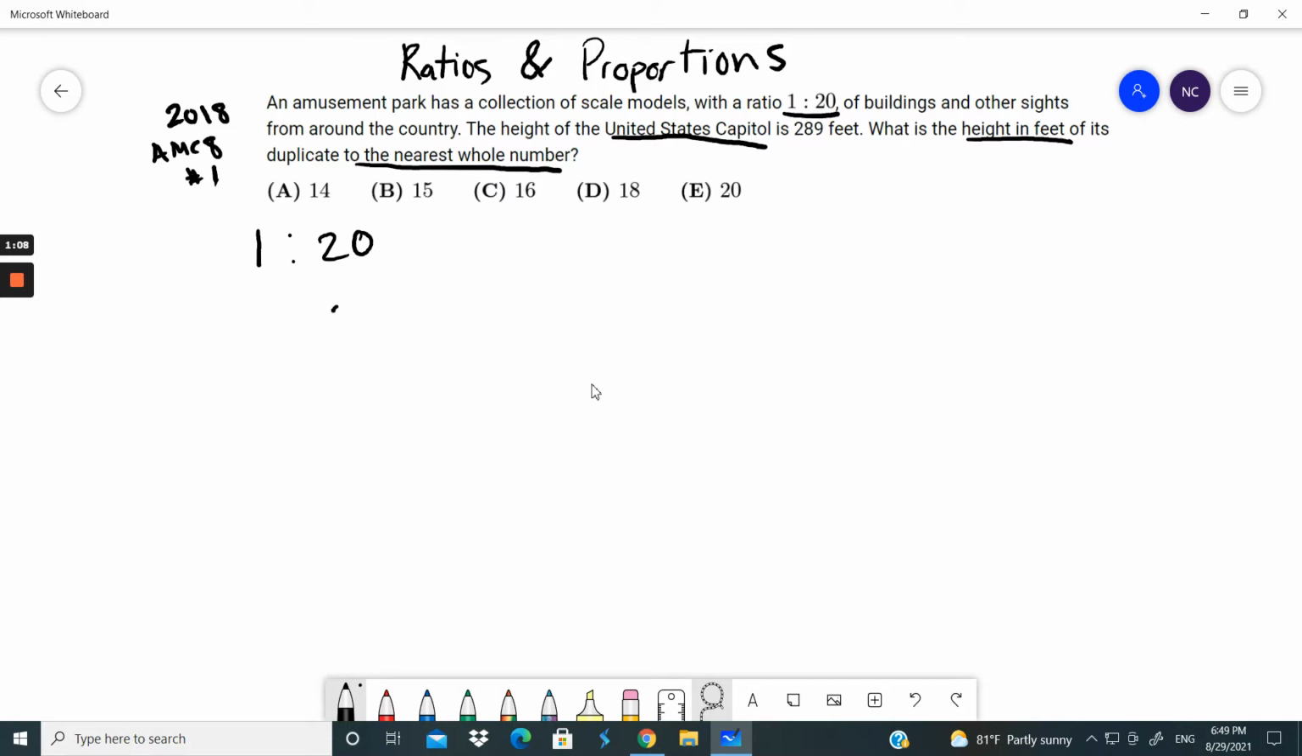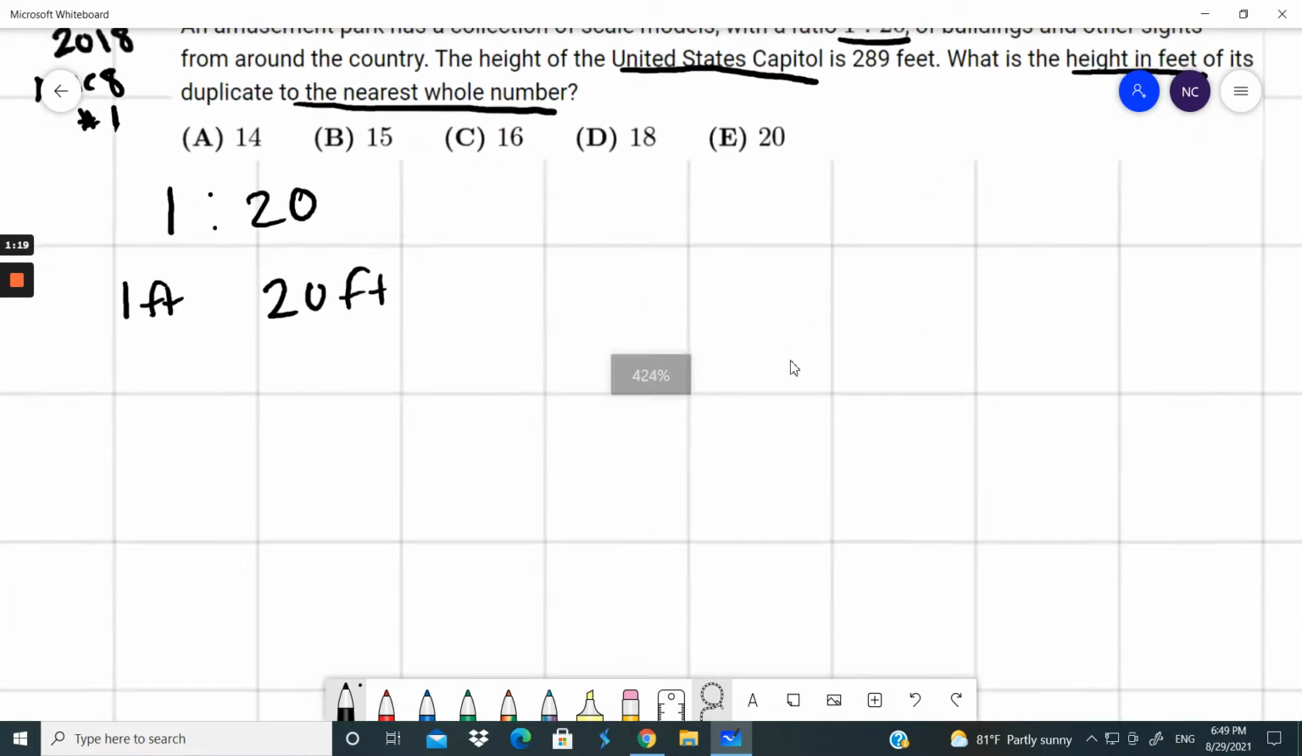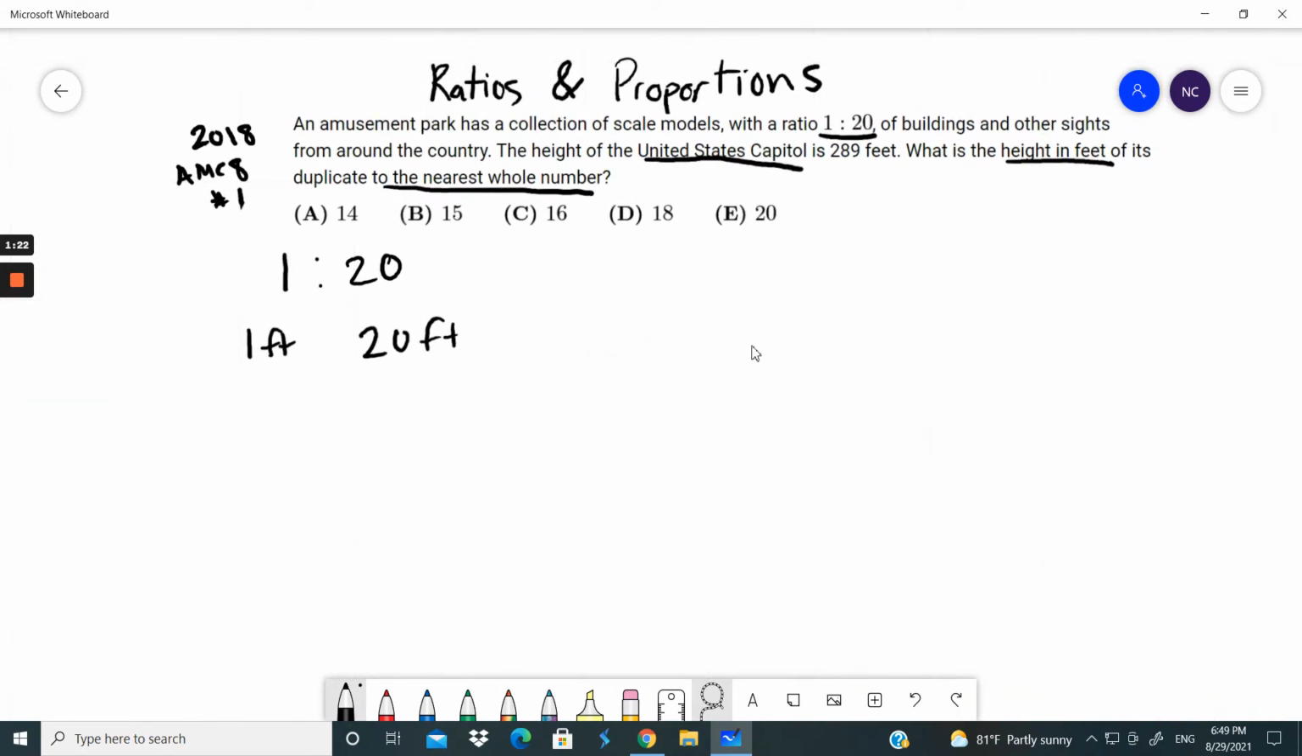Take, for example, some building that is 20 feet tall. Since it has to be in a 1 to 20 ratio, we know that the scale model is going to be 1 foot tall because it's 20 times smaller than 20 feet. Likewise, if something was 80 feet tall, then its scale model would have to be 20 times less than it, so it would be 4 feet tall. Sometimes it's easier to visualize it from the base ratio, like 80 feet is 4 times greater than the base ratio, which means that the scale model would also have to be 4 times greater than the base ratio.